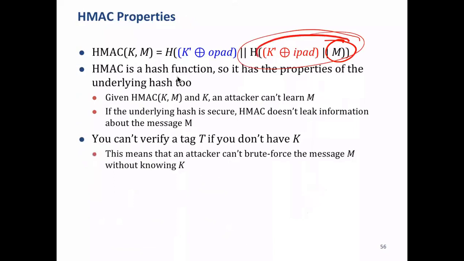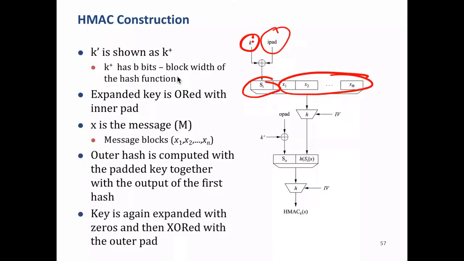This exclusive OR output is concatenated with m, which is x. Hash it, and you get an output using the initialization vector, not a key. We are not using a key here. This output is again combined with the exclusive OR of k dash and OPAD, and then you hash it again as the outermost function and use the IV value. So this is how it's designed.